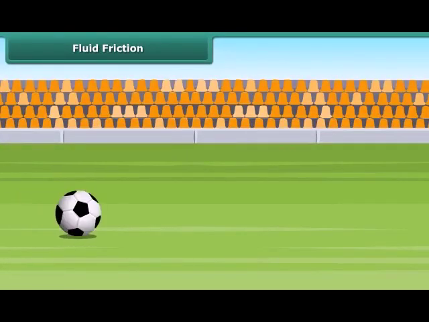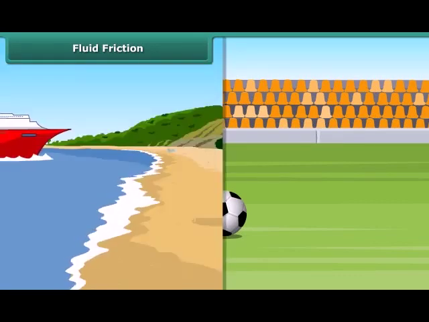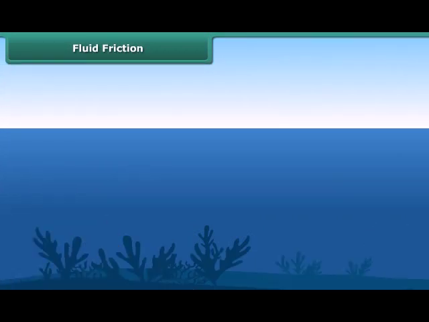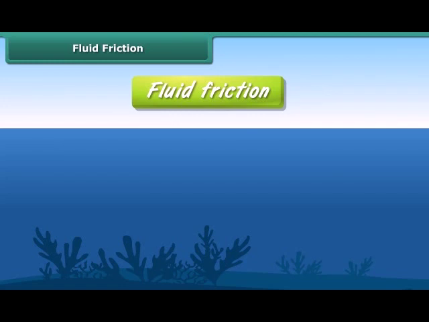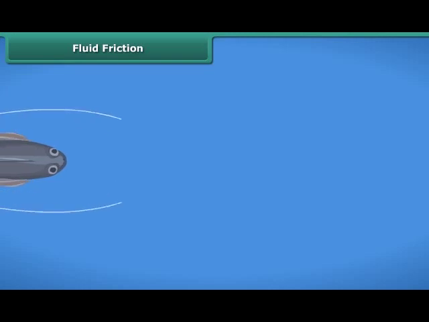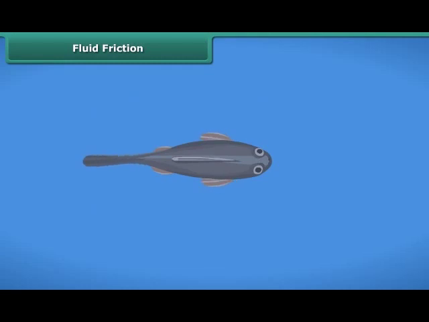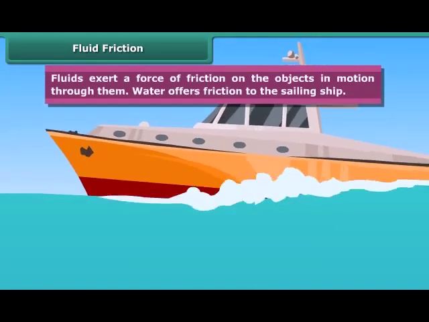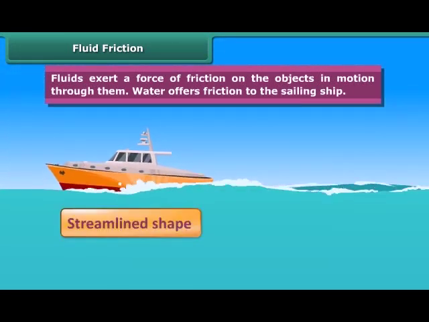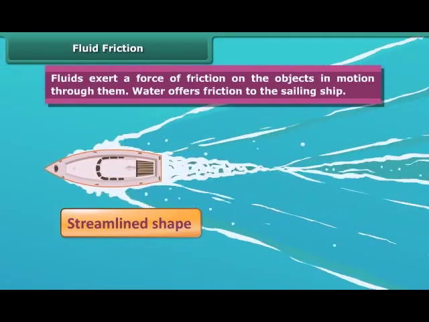It is not only the ground which offers force of friction on the body moving along its surface, even water and air exert frictional force. In science, the common name of gases and liquids is fluids. Let us look at some examples of fluid friction. The streamlined shape of fishes helps them in reducing the force of friction between their body and the water through which they move. Boats and ships are narrow in front and sloping on sides. This is known as streamlined shape.